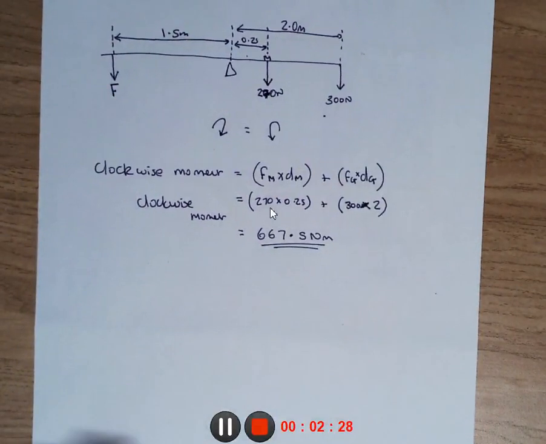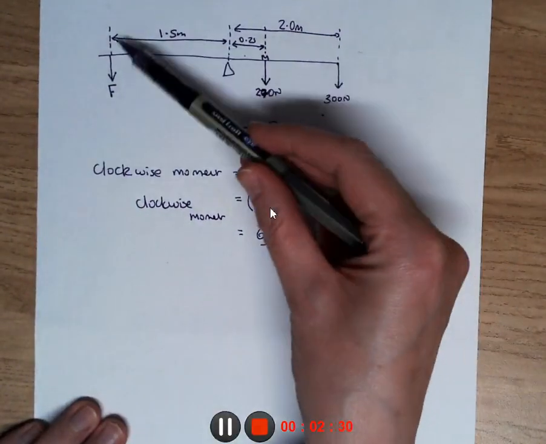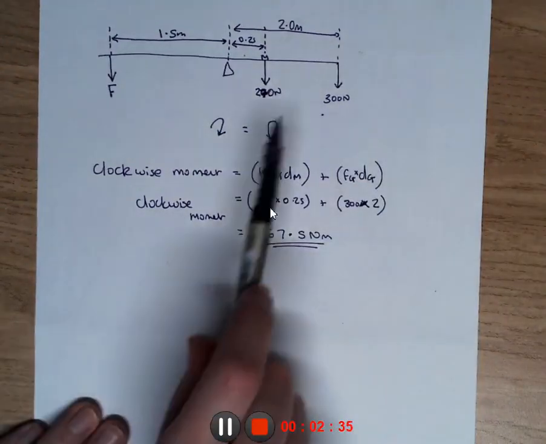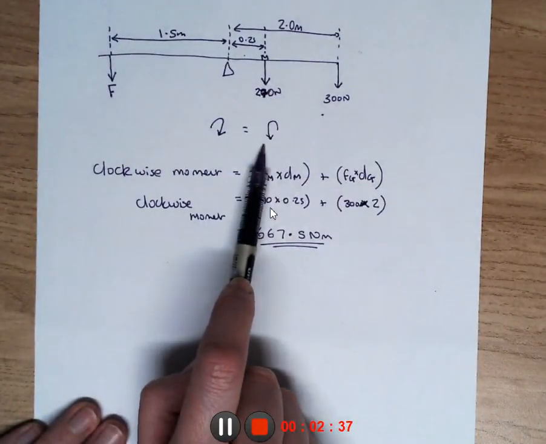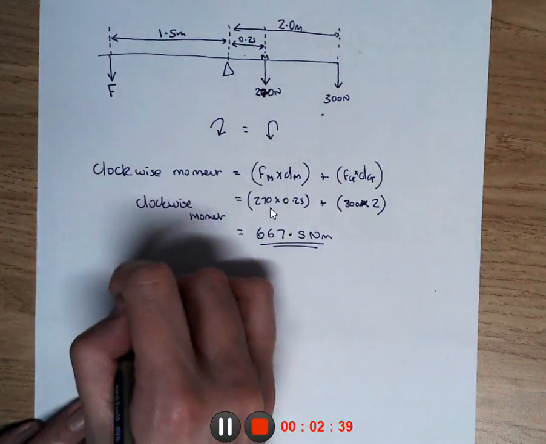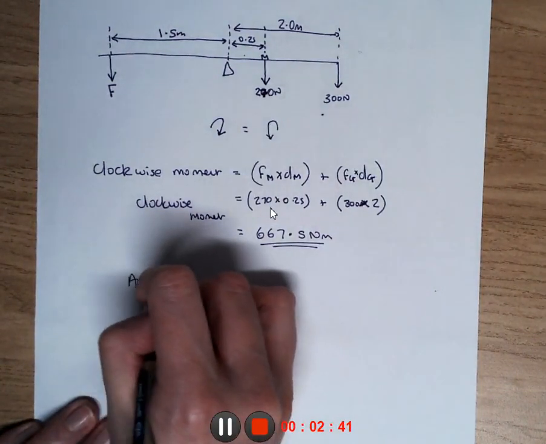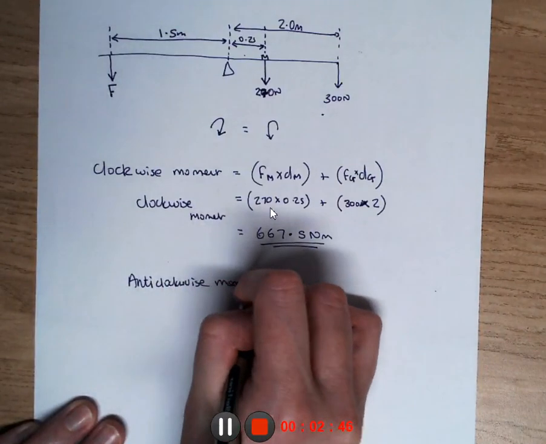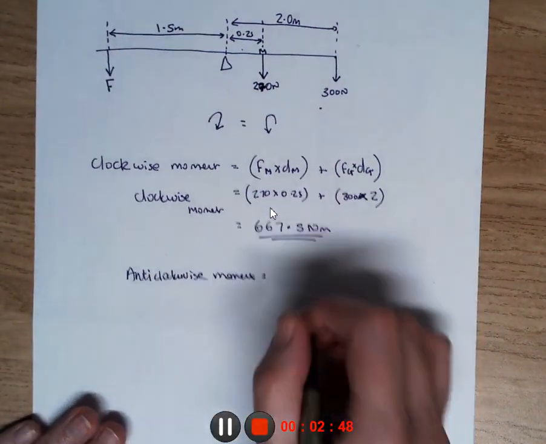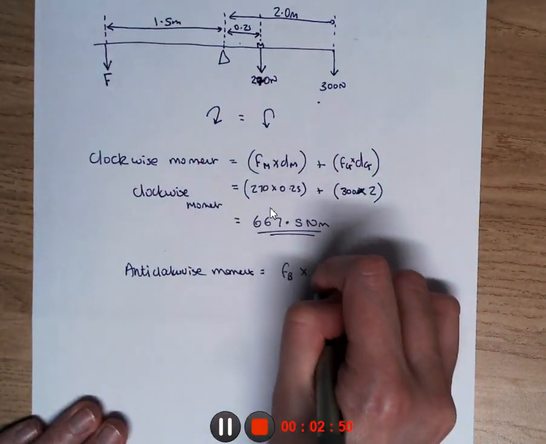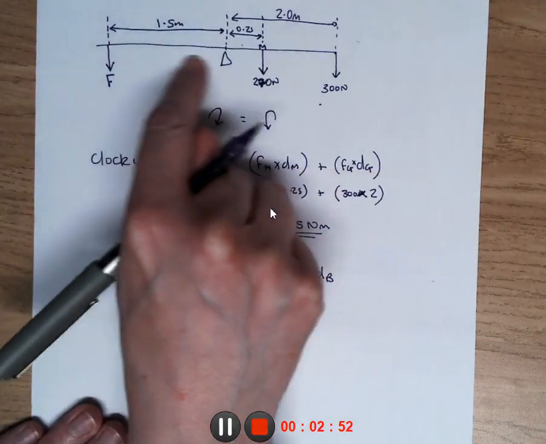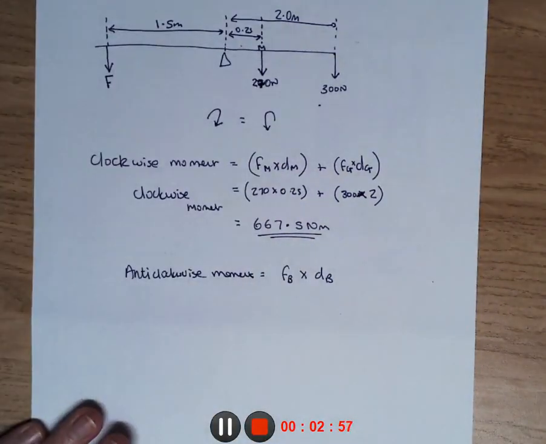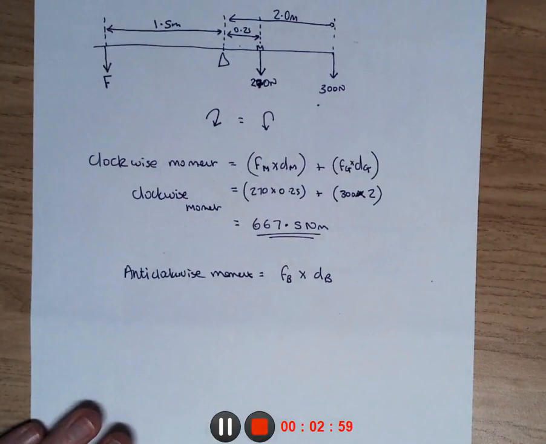So we know that clockwise it's got 667.5 Newton meters, and for it to balance we know that the anti-clockwise moment has to be equal to it, because that's our principle of moments. The clockwise moments equal the anti-clockwise moment. So the anti-clockwise moment will equal the force of the boy times the distance to the boy, and that's the only moment on this side of the pivot, so that's the only one we need to figure out. So let's substitute in the values that we know.